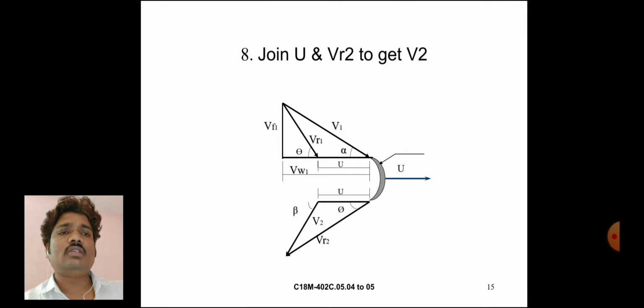In this figure, V1 is the steam inlet velocity. VR1 is the steam inlet relative velocity. VF1 is the steam inlet flow velocity. VW1 is the steam inlet whirl velocity. U is the blade velocity. This is angle phi. V2 is the steam outlet velocity. The beta angle and the nozzle angles are shown in this figure.